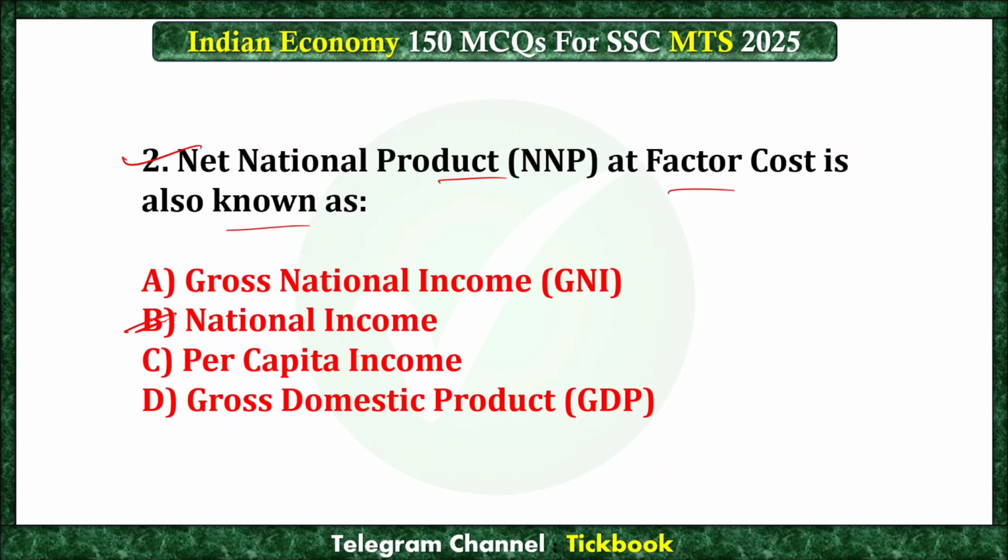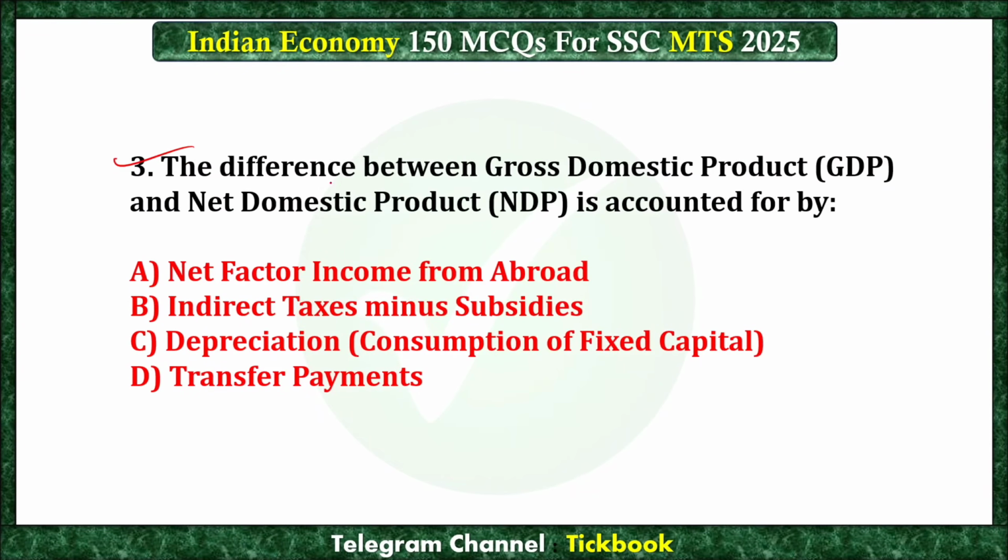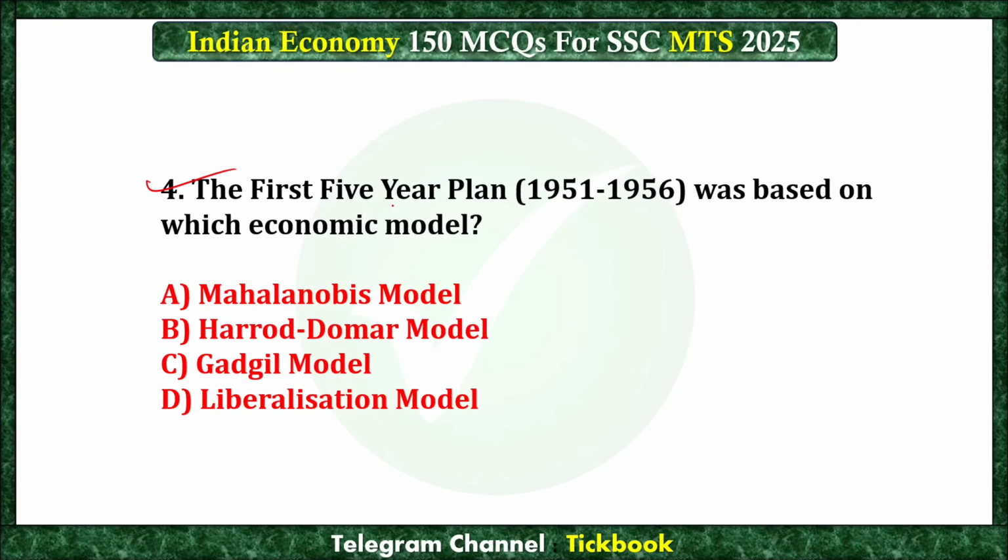Option B, national income. Question 3: The difference between gross domestic product and net domestic product is accounted for by. Option C, depreciation. Question 4: The first 5-year plan was based on which economic model?